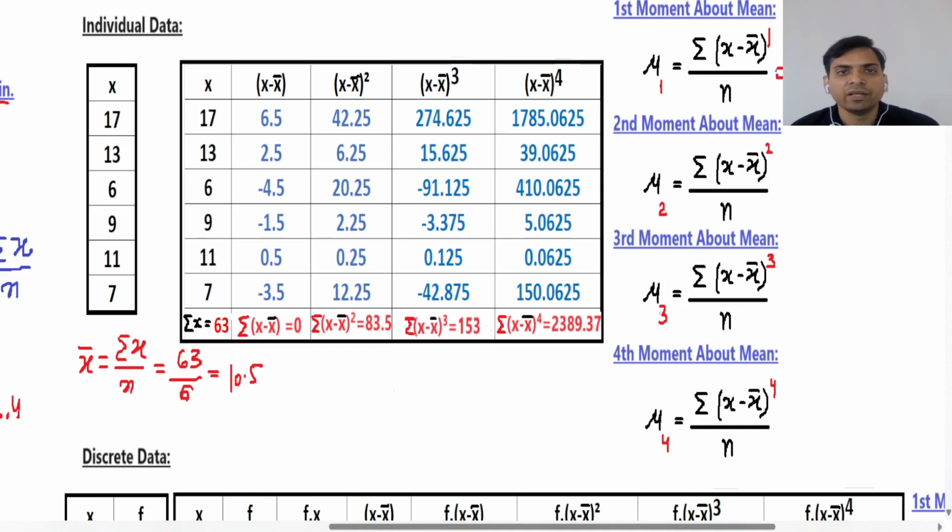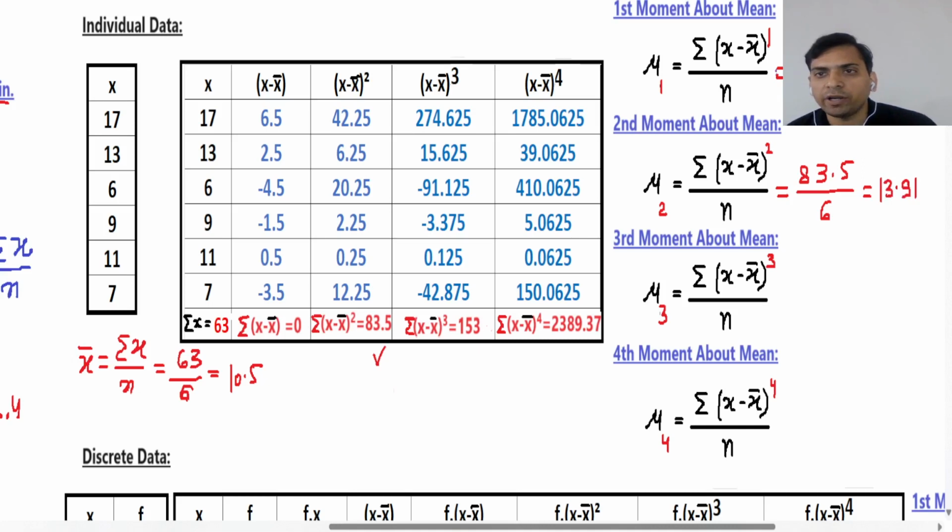Now second moment. For second moment you need square of this term. So we have prepared one column for square of this. This means 6.5 square is 42.25. So we will get all these squares and then summation. So when you put summation here, this is 83.5, and this divided by number of observations, which is 6. So you will see this as 13.91.